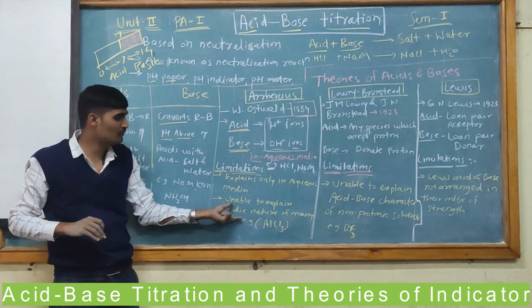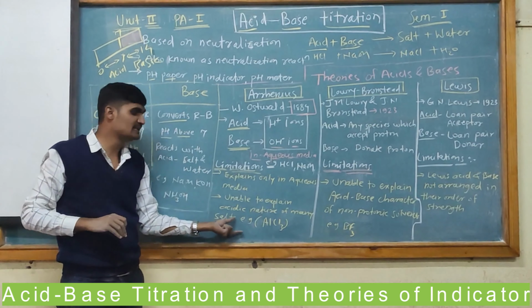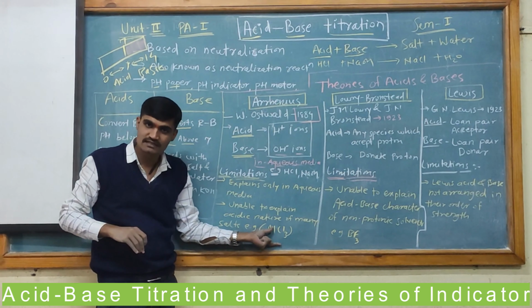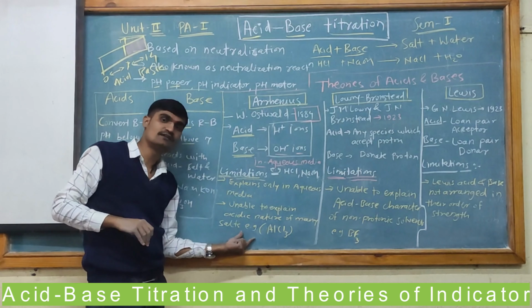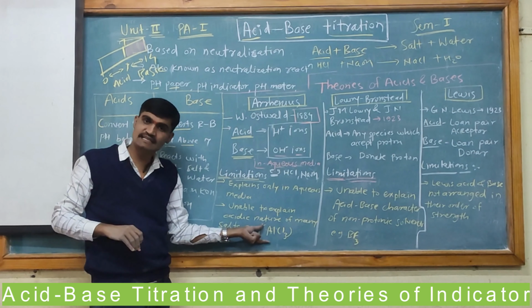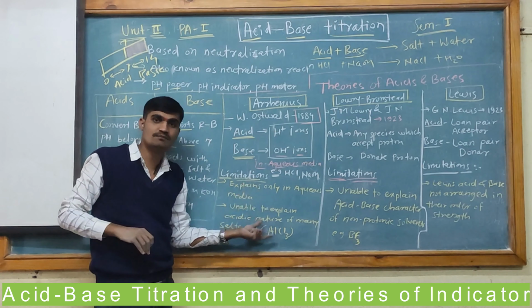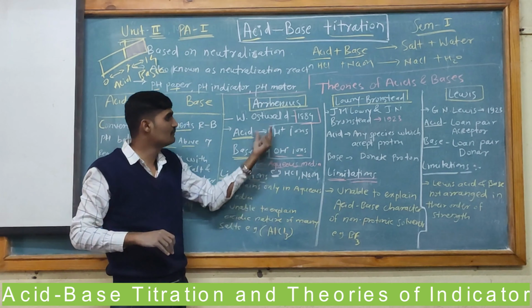Then it is unable to explain the acidic nature of many salts. An example is aluminum trichloride. These are examples of salts. It is acidic in nature. It is an acid, but this theory doesn't explain the nature of this compound. So that is about the Arrhenius theory.